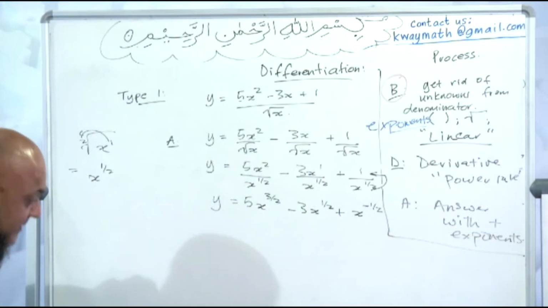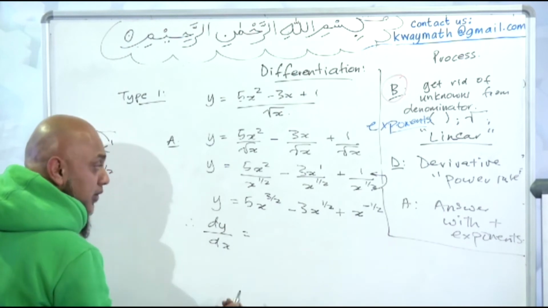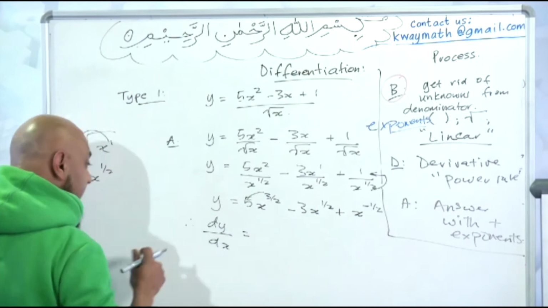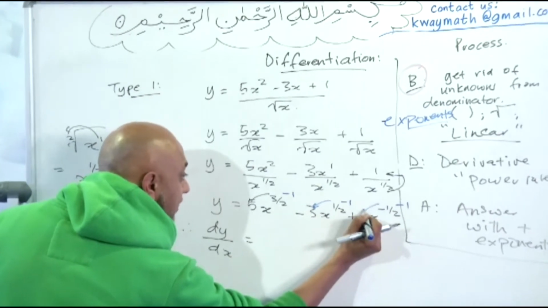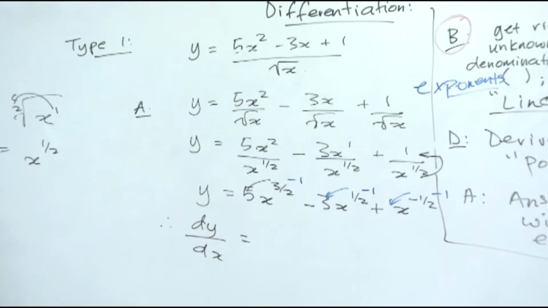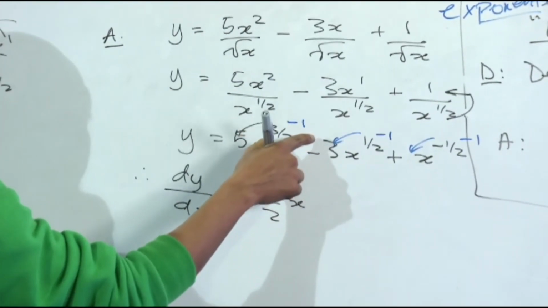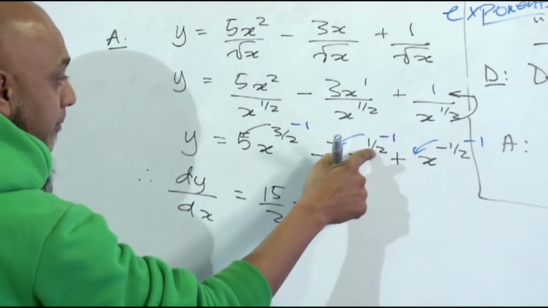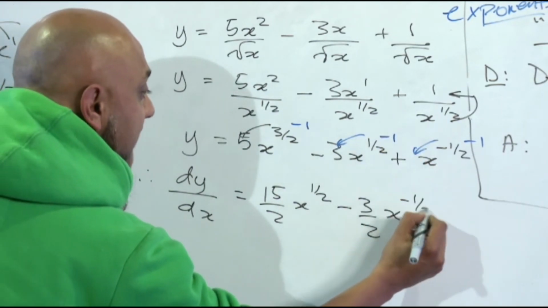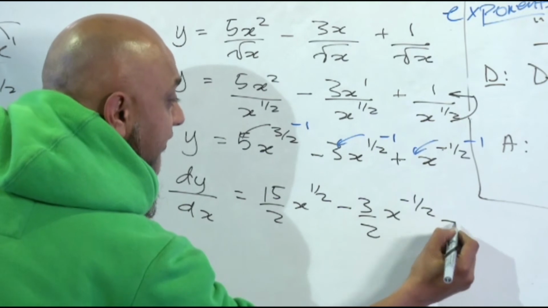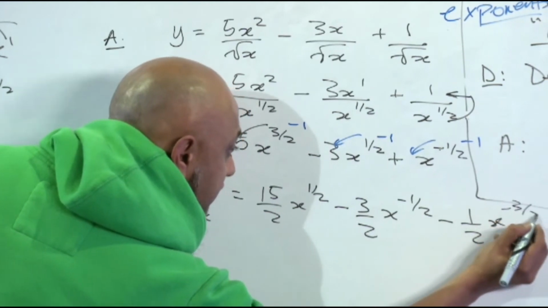So now what we're going to do? Apply the power rule. We're now going to say, therefore, dy over dx is equal to, now, power times coefficient, minus 1 from power. Remember, that's the rule. Power times coefficient, minus 1 from power. So, 3 over 2 times 5, 15 over 2. x to the power 3 over 2 minus 1 is a half. Positive times negative is a negative. 3 times a half, 3 over 2. x to the power half minus 1 is minus a half. Negative times positive is negative. A half times 1 is a half. x to the power minus half minus 1 is minus 3 over 2.